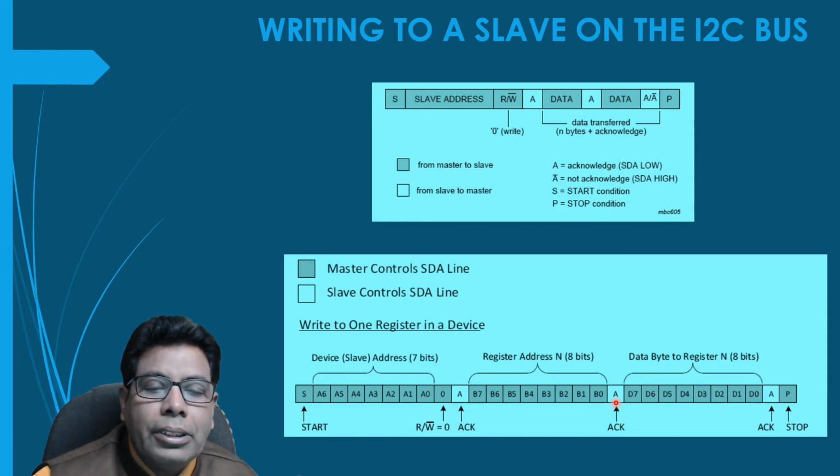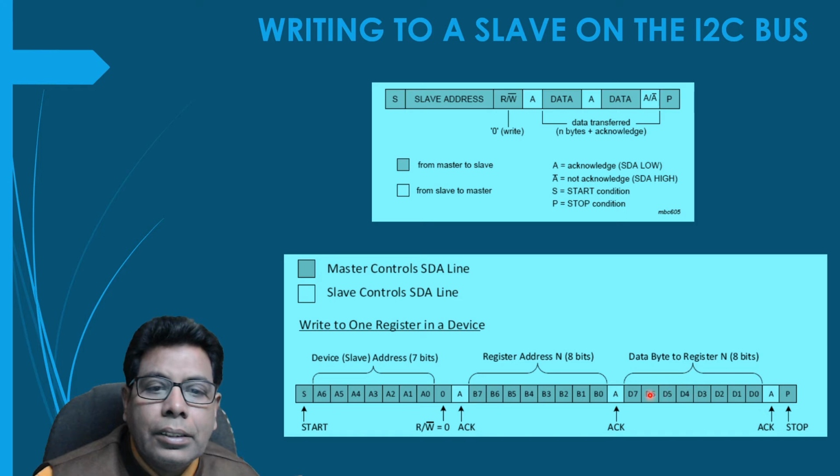That will be the 9th bit, and then we'll send the actual data byte to the register, where we are given the address here. So that will be written. So data is sent, and then we get A or A bar. If we get A bar, then that means we have to stop. So the P bit will be sent by the master.